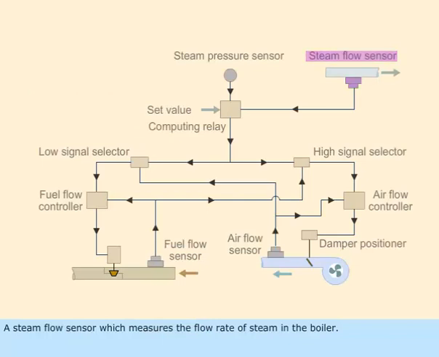A steam flow sensor which measures the flow rate of steam in the boiler. A steam pressure sensor which measures the pressure of steam in the boiler. A fuel flow sensor which measures the fuel flow to the boiler burner. An air flow sensor which measures the air to the boiler.